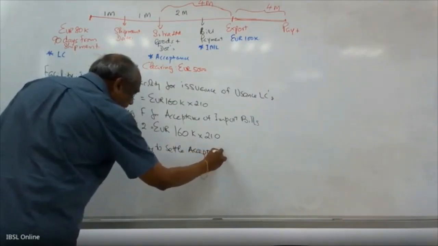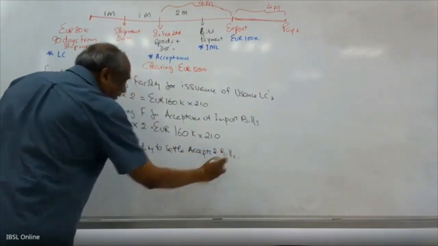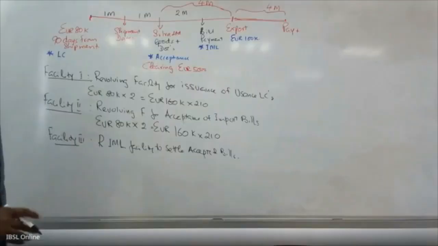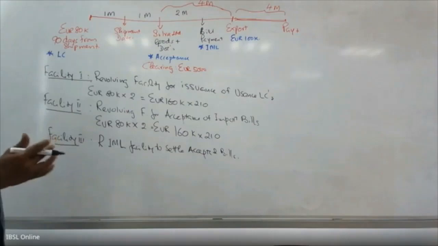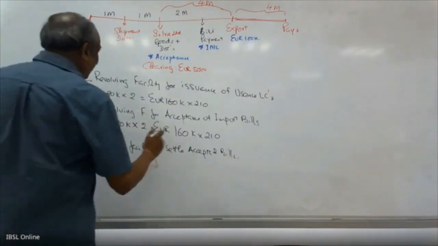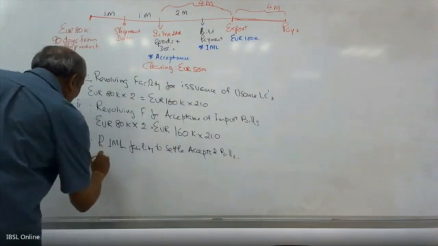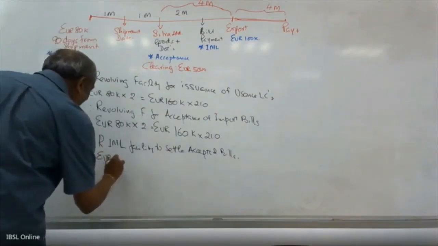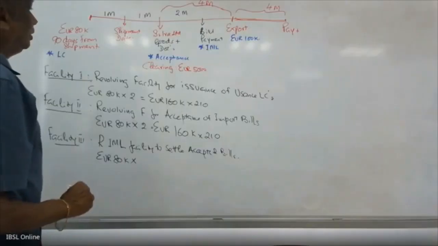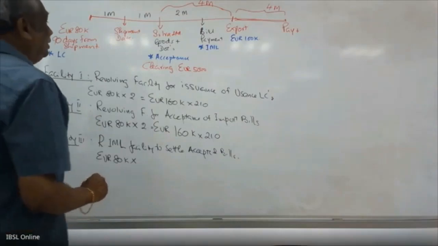Now I think your speed has picked up, not like the first time, not like the second sum. Euro 80,000 into 2. Six months. Very good.